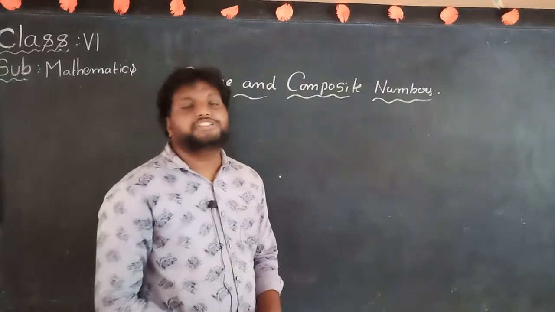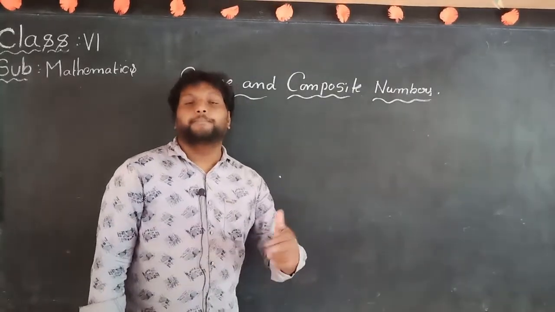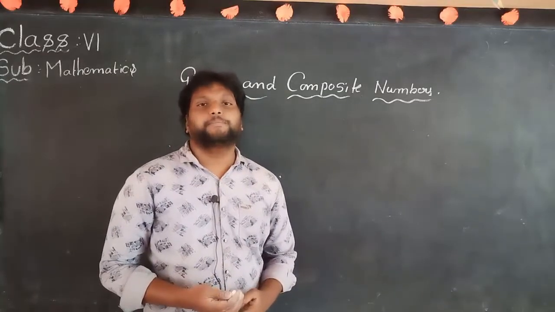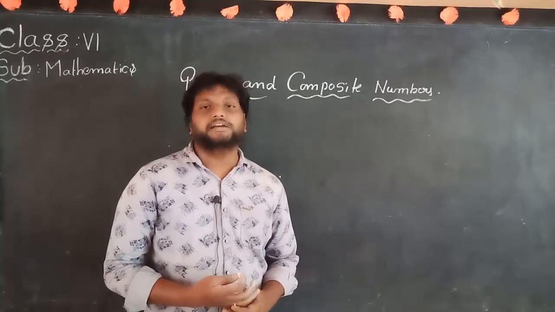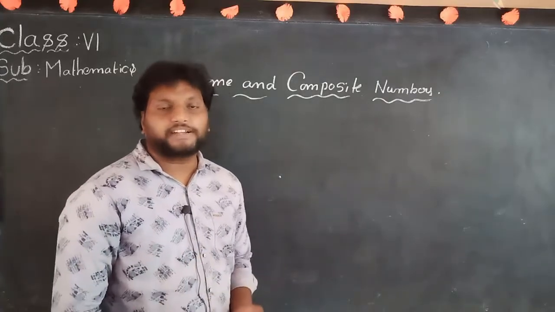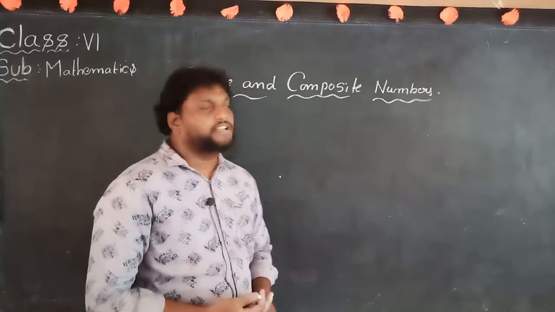Which number has more than two factors? More than two factors means three factors or four factors, whatever it is. That type of number is called a composite number. Prime numbers have two factors. Composite numbers have more than two factors. Then what about 1?